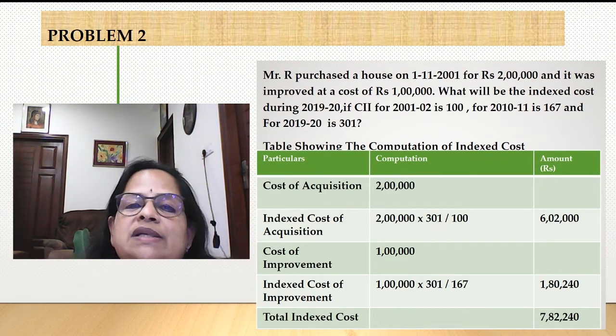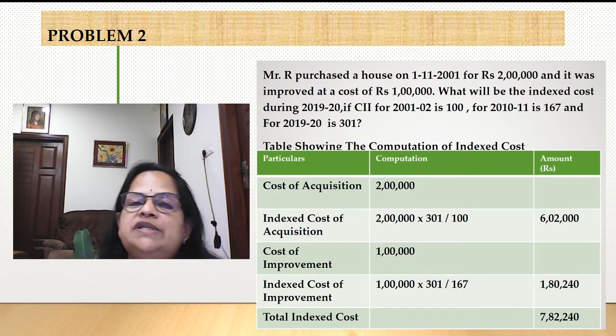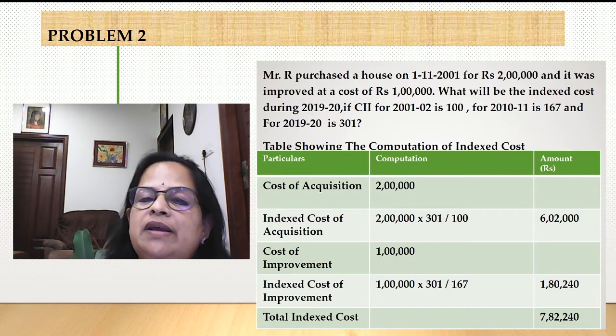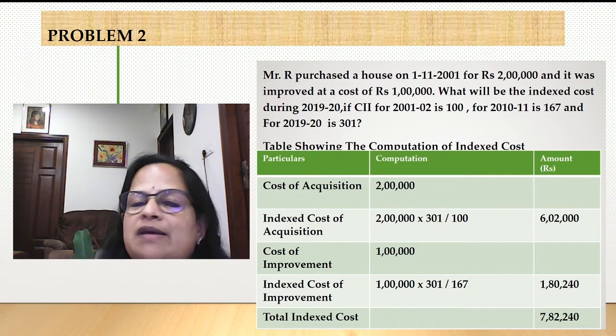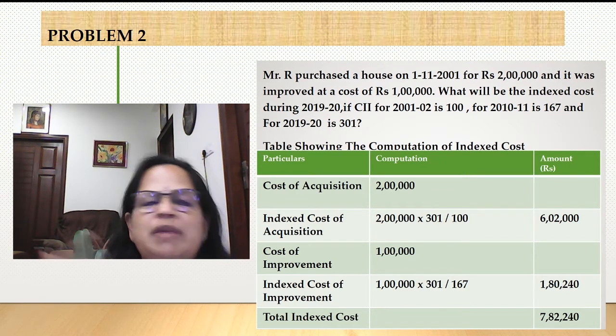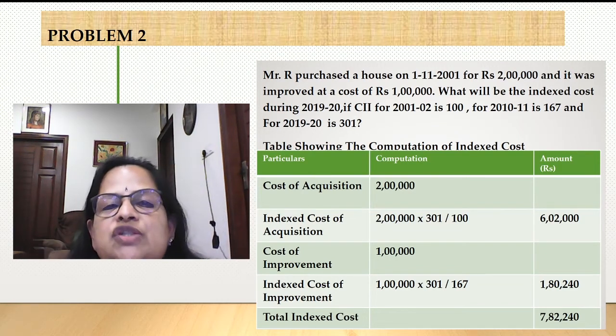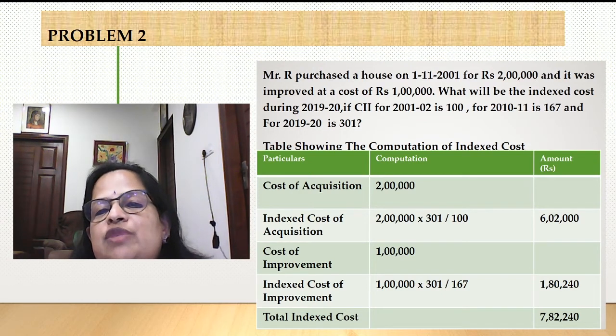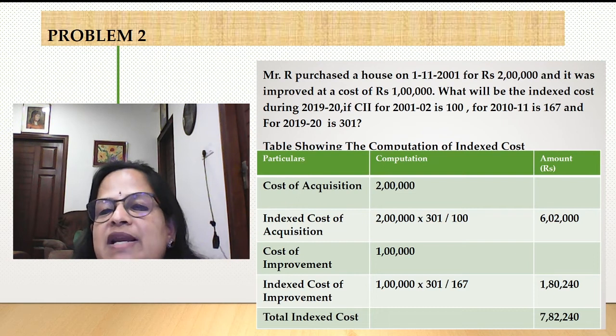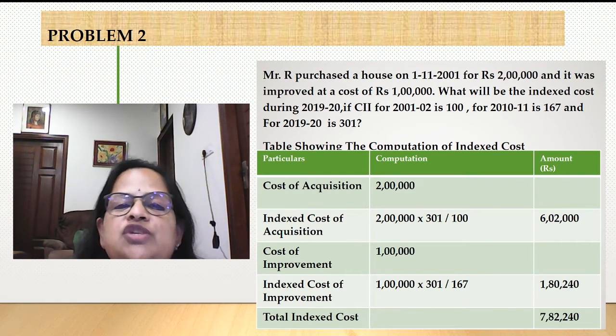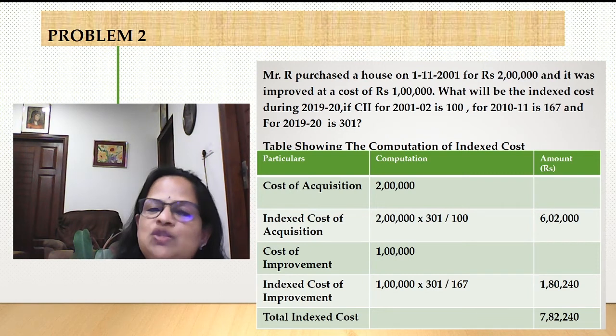Now, the next problem is to explain index cost of improvement. Mr. R purchased a house on 1/1/2001 for 2 lakh, and it was improved at a cost of 1 lakh. That means cost of improvement, maybe any addition to the room or any renovation he has done. What will be the index cost during 2019-20 if CII for 2001-02 is 100, 2010-11 is 167 and 2019-20 is 301? So index values will be there in the question.